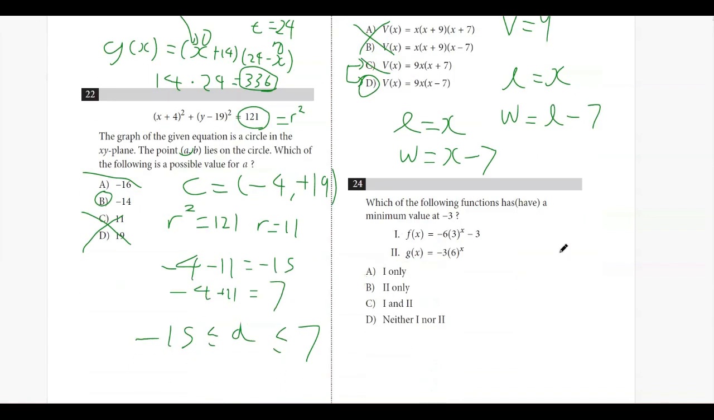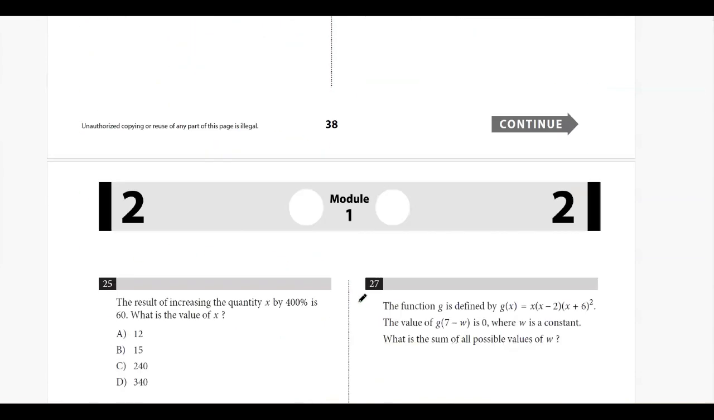Okay, 24. Which of the following functions has a minimum value at -3? All of these are decreasing exponential functions. So neither of them has a minimum value at -3. So D is the correct answer. D as in David.